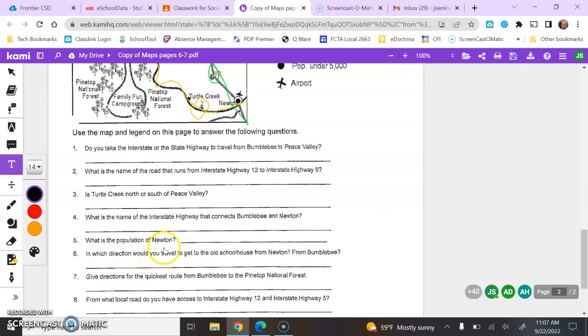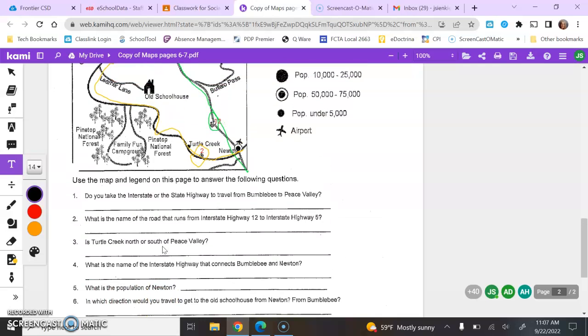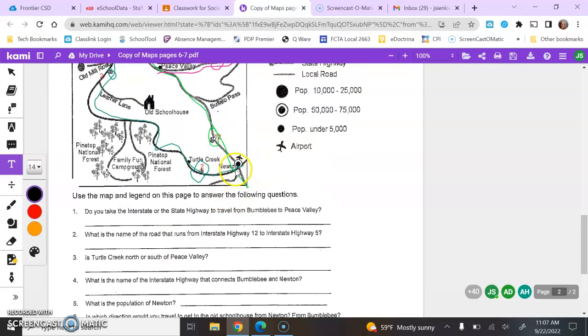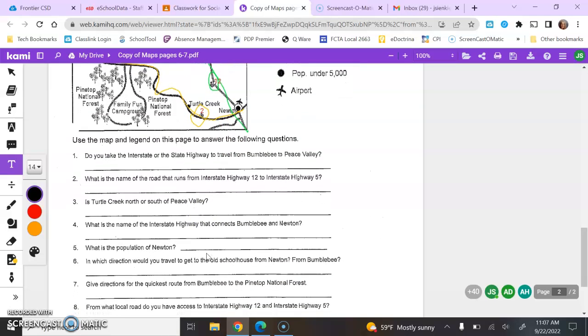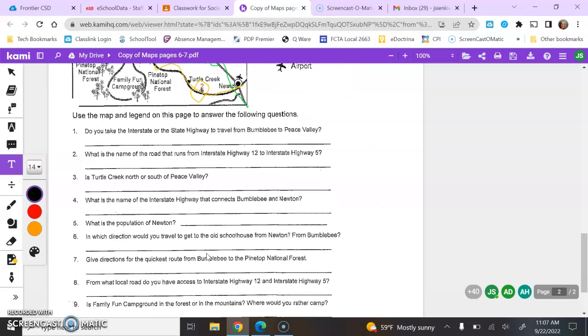Number 5, what is the population of Newton? So Newton is down here. Remember, that's that symbol here that tells you the population. Find it on the legend and answer that question in a complete sentence.